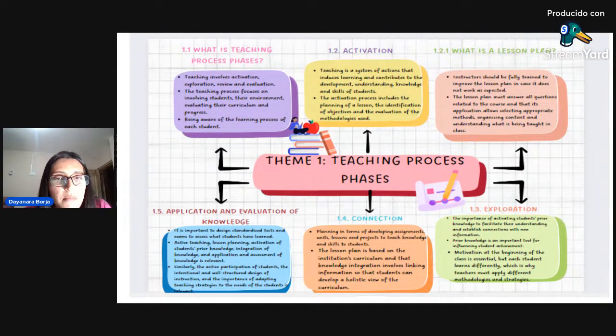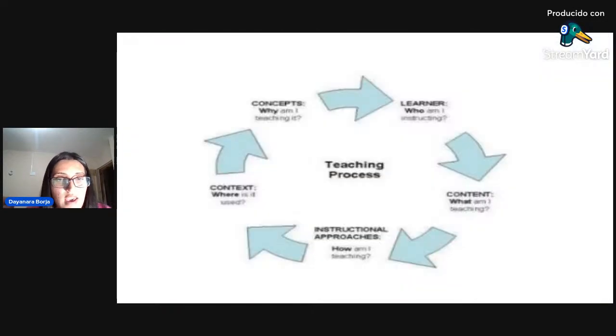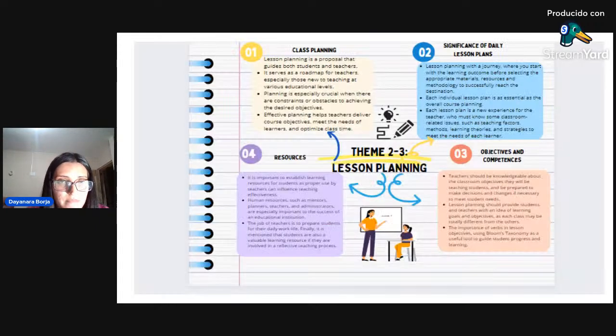Okay, in base instruction, the independent variable is the teacher, the intervening variable is the learning experience, and the dependent variable is the student. It is in theme one. Teaching process in base: learner and content, instructional approach how, context where, and concepts why. Theme 2 and 3, lesson planning.